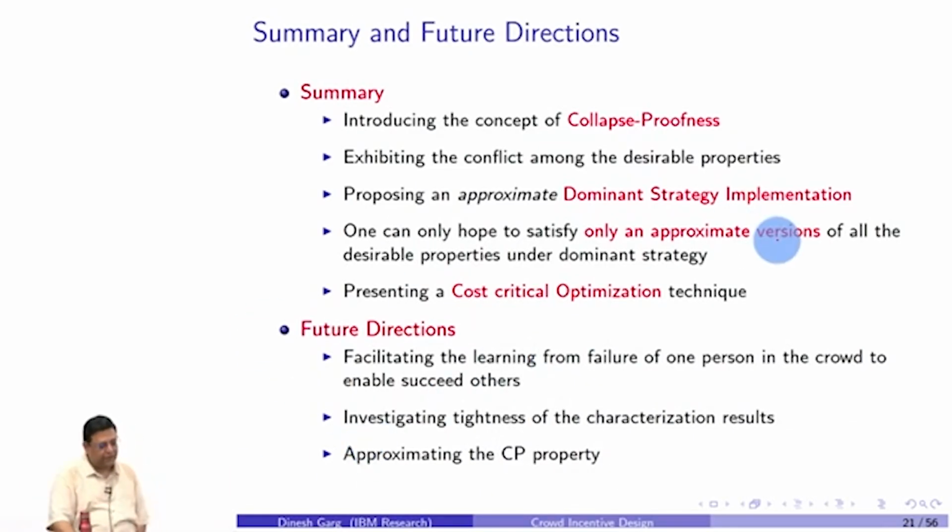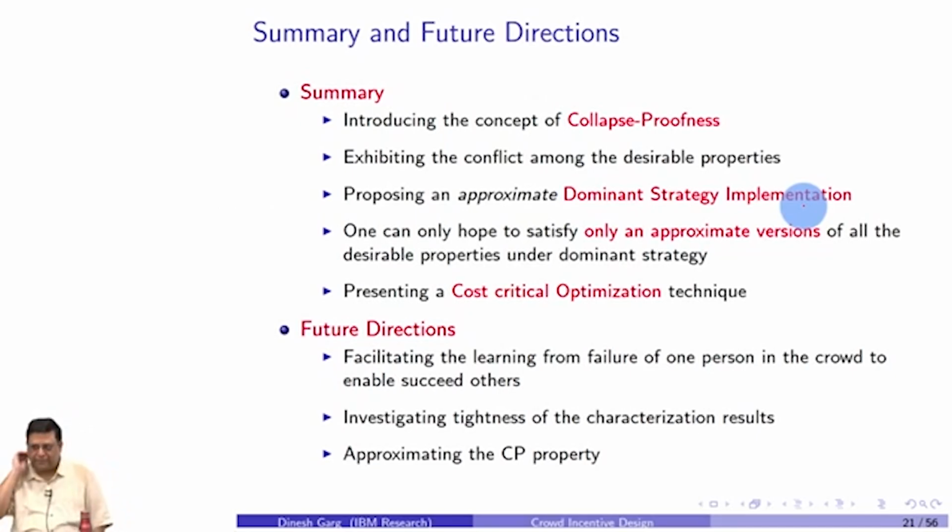In summary, what we are trying to say is, we introduced the concept of collapse proofness. We also exhibited the conflict among the desirable properties, and we proposed an approximate dominant strategy implementation. This kind of mechanism which I talked about is called dominant strategy implementation, because here the strategy of an agent has nothing to do with the strategy of the other agent, right? Which is not always the case, and that is why we study concepts like Nash equilibrium, etc., right?